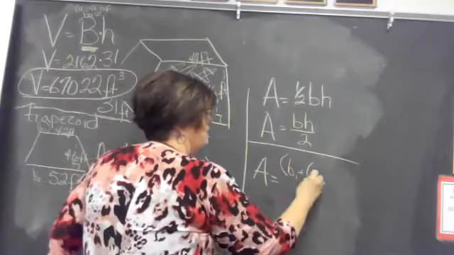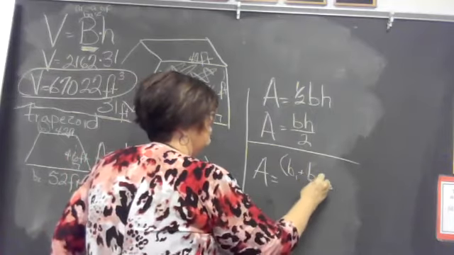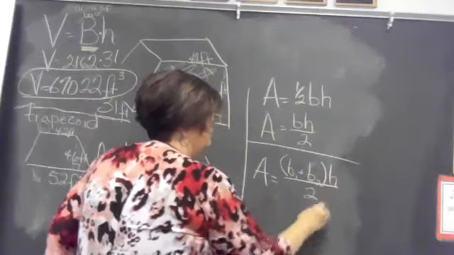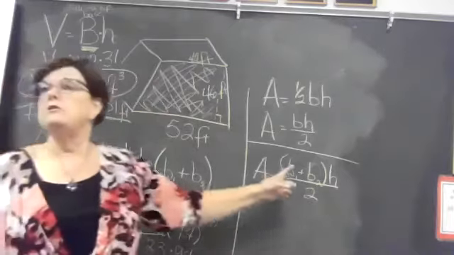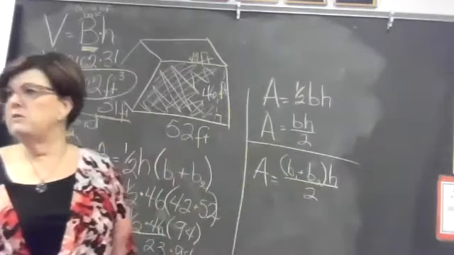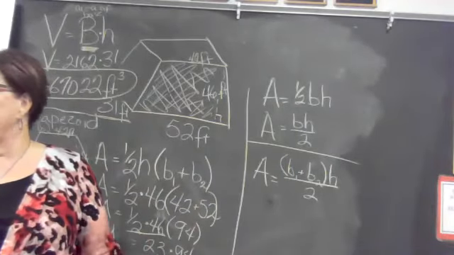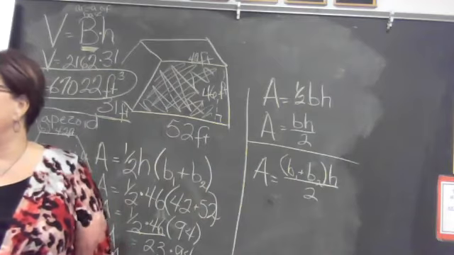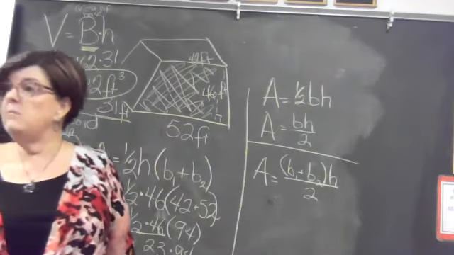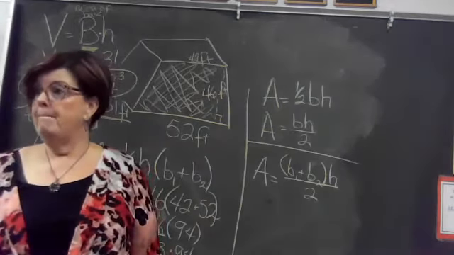Base 1, base 2 times height divided by 2. And that's the way I learned it also. You add the bases, take it times the height, and then divide everything by 2. But I want you to use the one that's on your formula chart. But if you know that times 1/2 is the same as divide by 2, do it if it feels better.